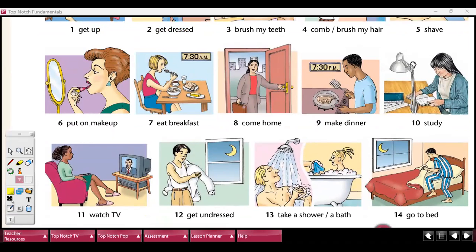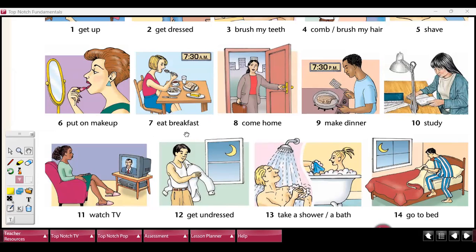What is put on makeup? Do you, ladies, do you put on makeup? Do you use makeup? ¿Utilizan maquillaje? Do you put on makeup? Yes, no, maybe? No. No, dicen el que no. Ladies and gentlemen use makeup. Ah, well, yeah, I don't know. Algunos sí. Okay, put on makeup.